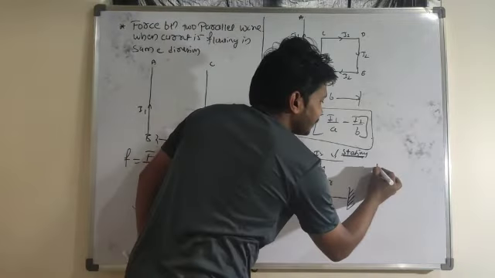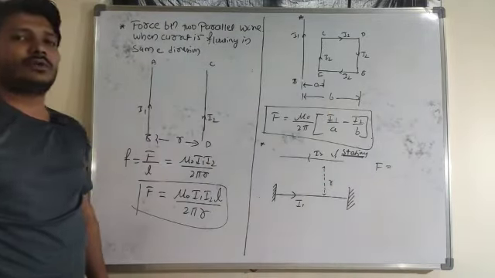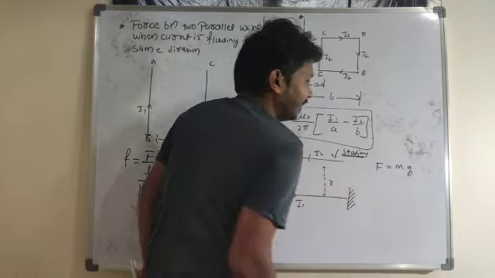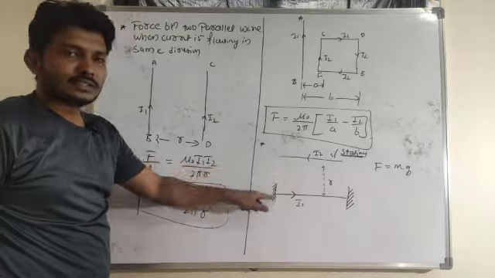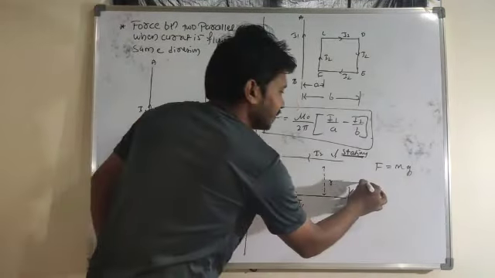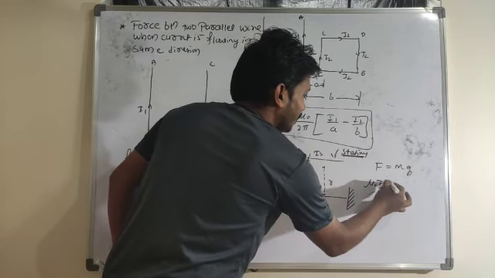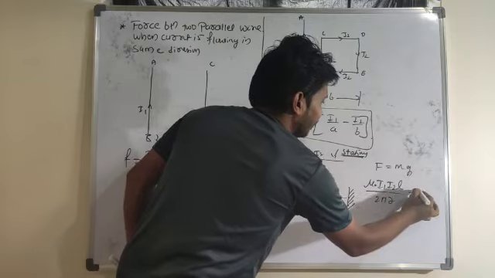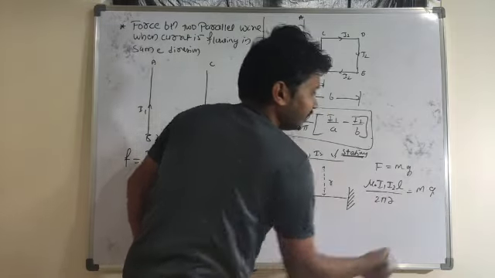So that force formula I need to consider here. What force is required? Force F is equivalent to M into G. It acts as a force between two parallel wires. The connecting formula is: the force between two parallel wires is mu naught I1 I2 into L divided by 2 pi R. It is equal to M into G.